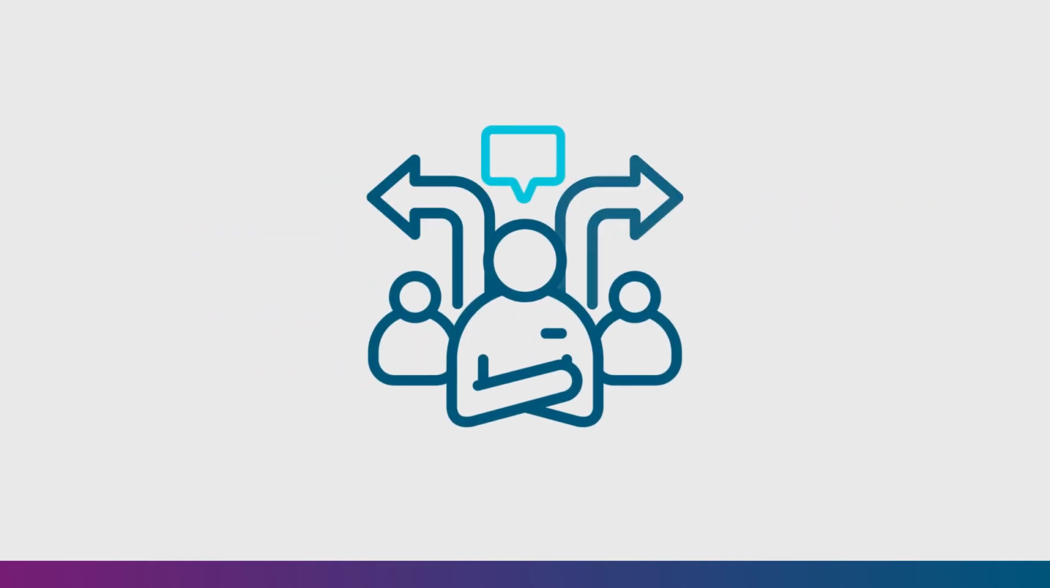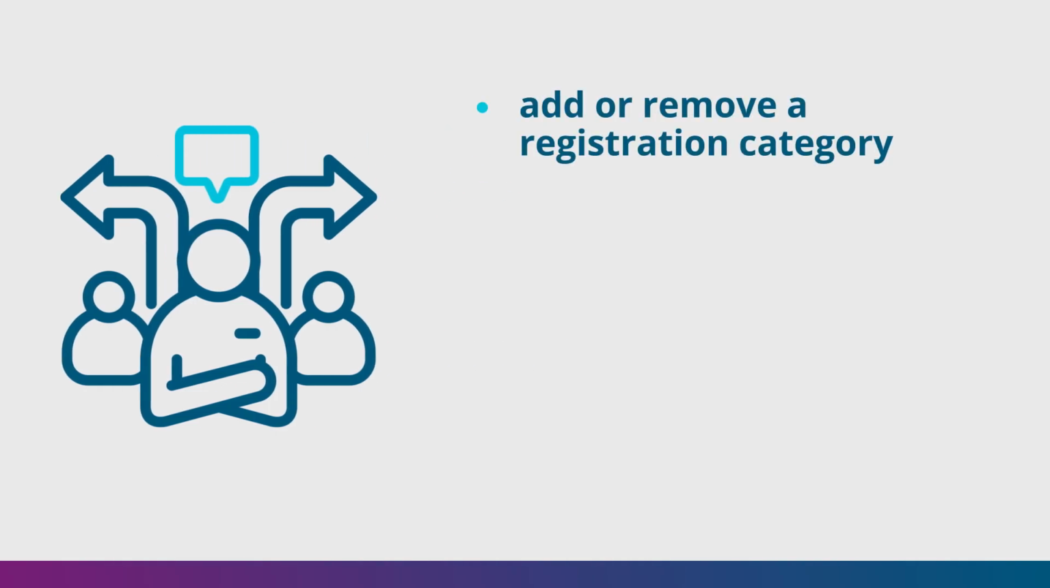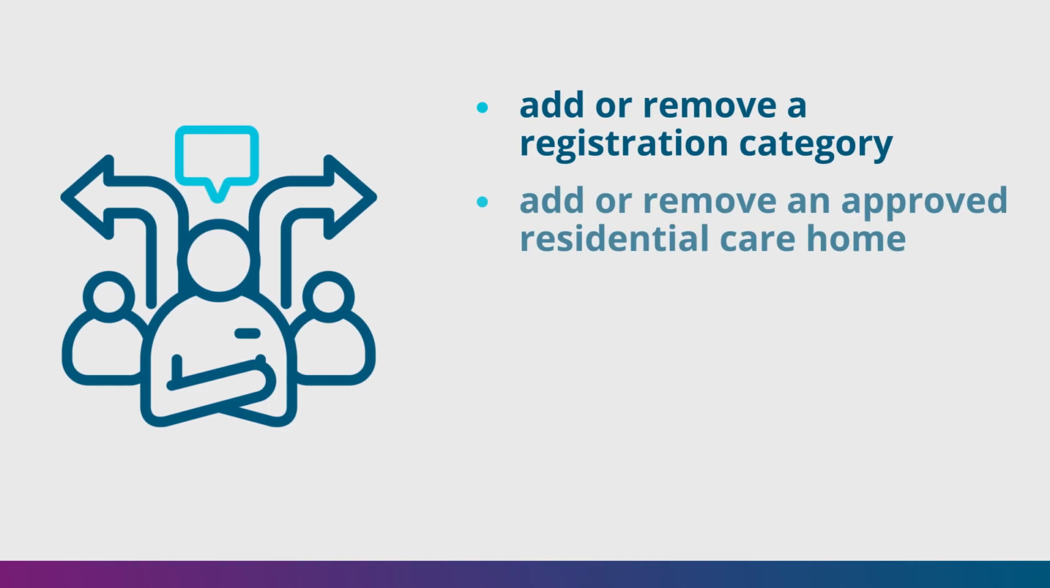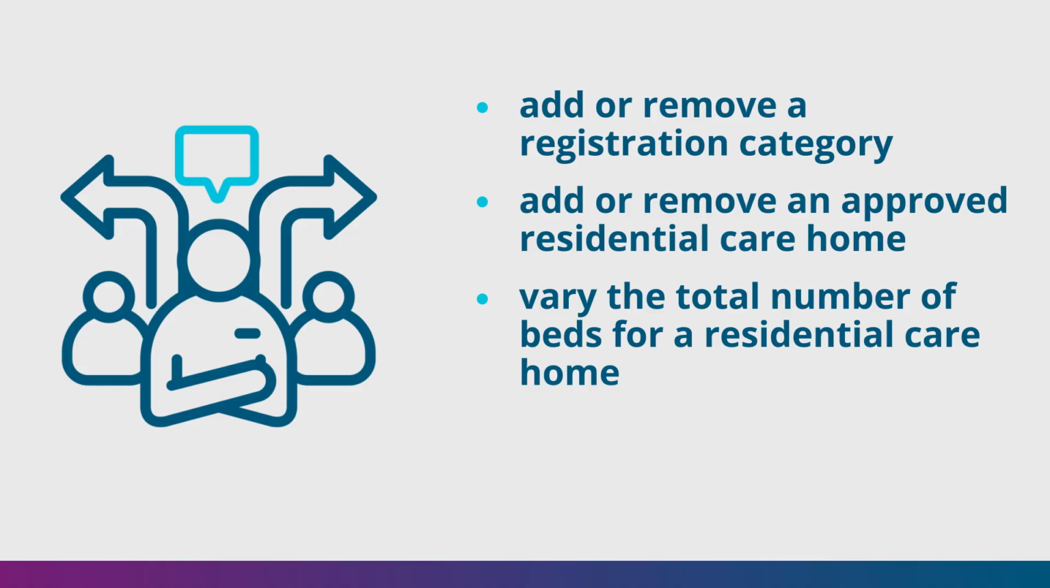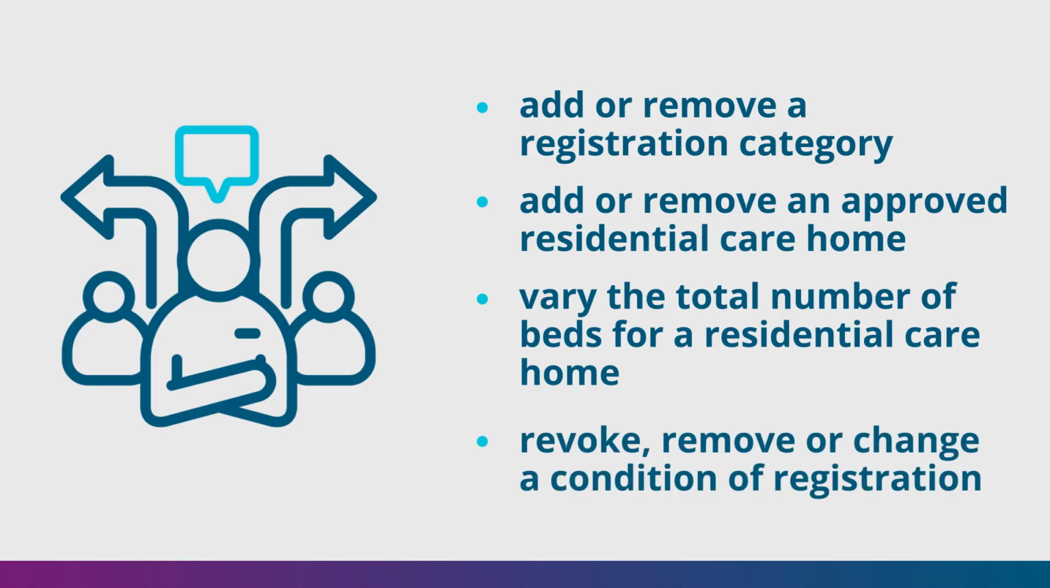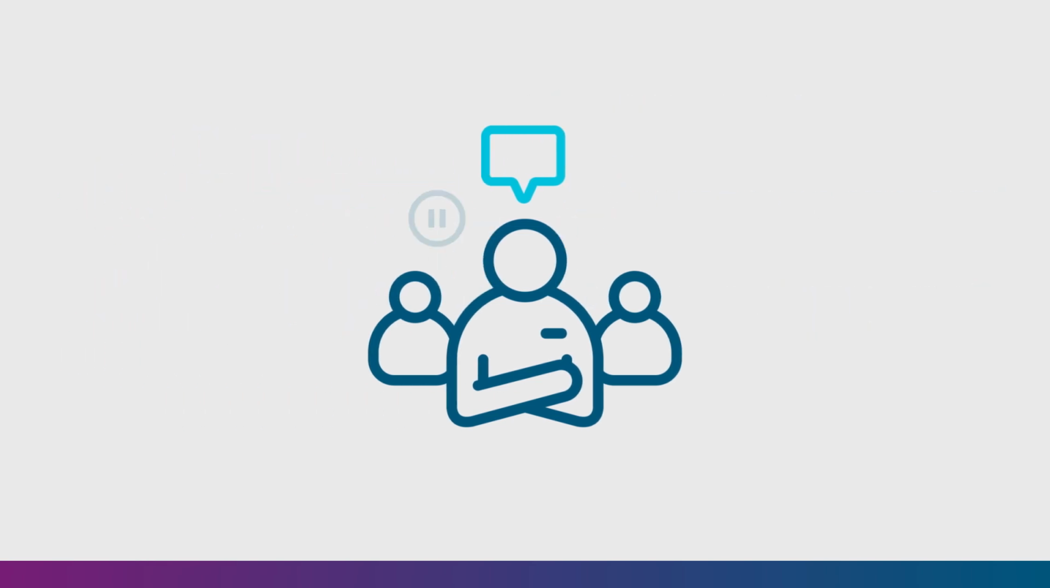You can ask us to vary your registration. You might want to add or remove a new registration category, add or remove an approved residential care home from your registration, vary the total number of beds for a residential care home, or revoke or remove or change a condition of registration. You can also request us to suspend or revoke your registration.